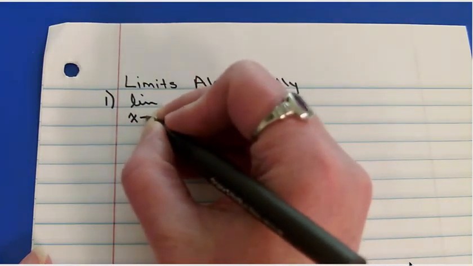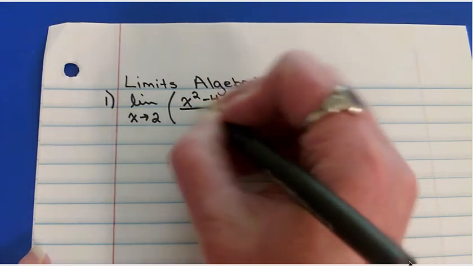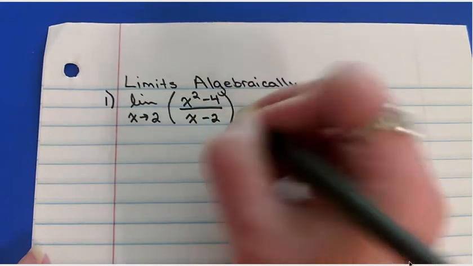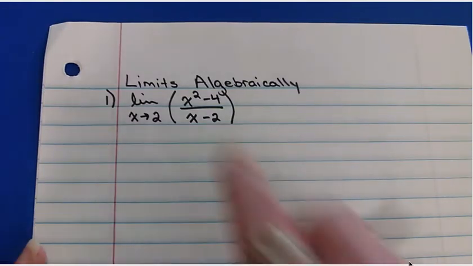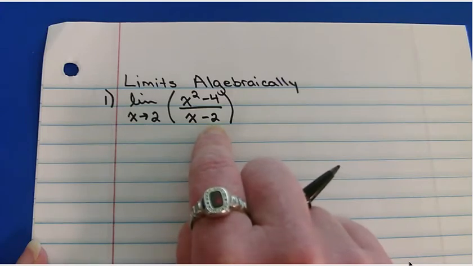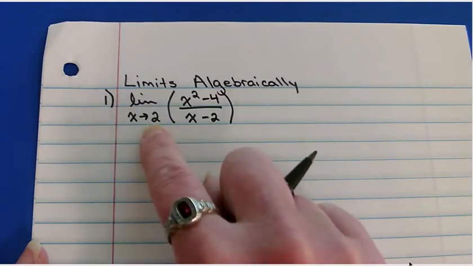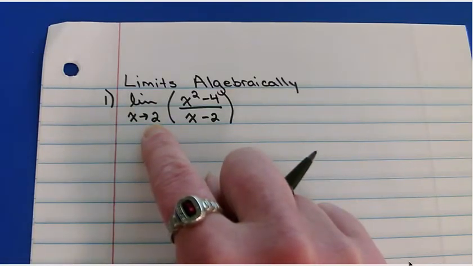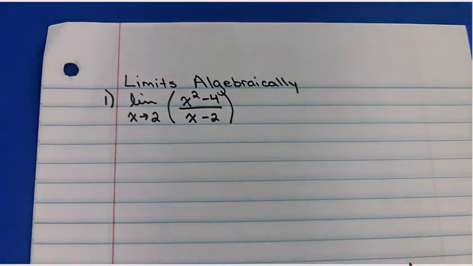My first example is going to be a fraction. Now, I can't do direct substitution. Why not? Because I would get 2 squared, which is 4, minus 4. I would get 0 over 0, which is a big, big, big no-no. Now remember, I don't really care what's going on at 2. Actually, there's a hole in the graph, but I want to know what we're approaching.